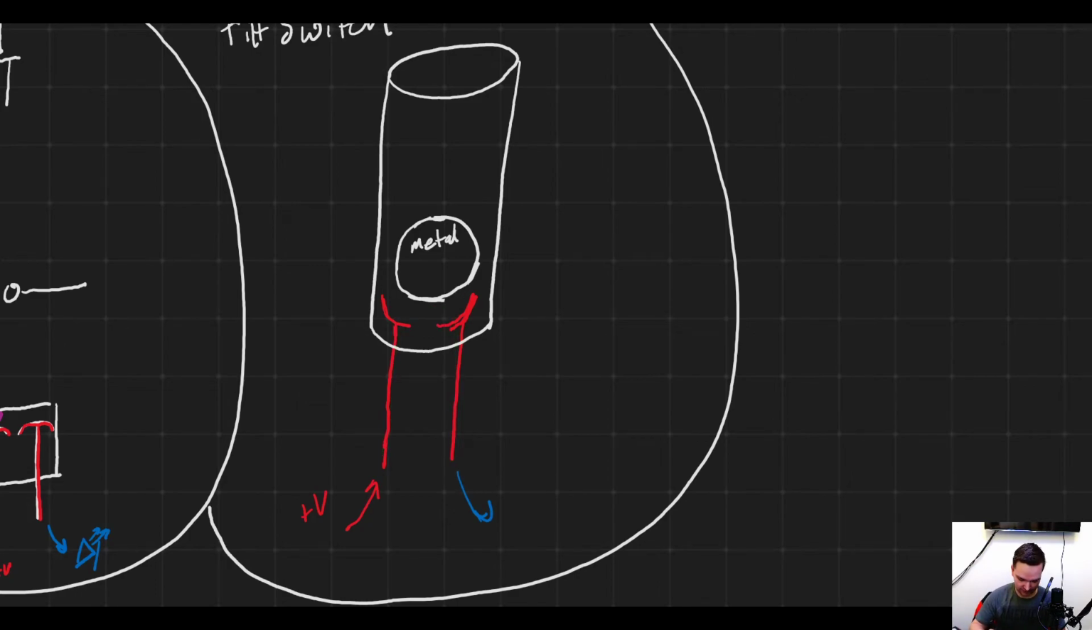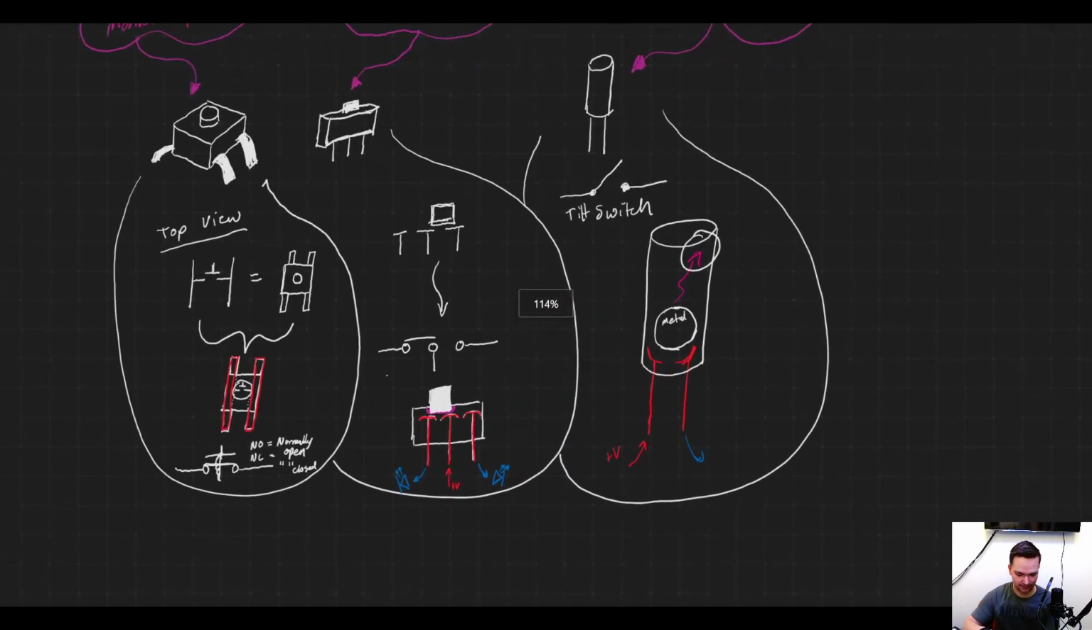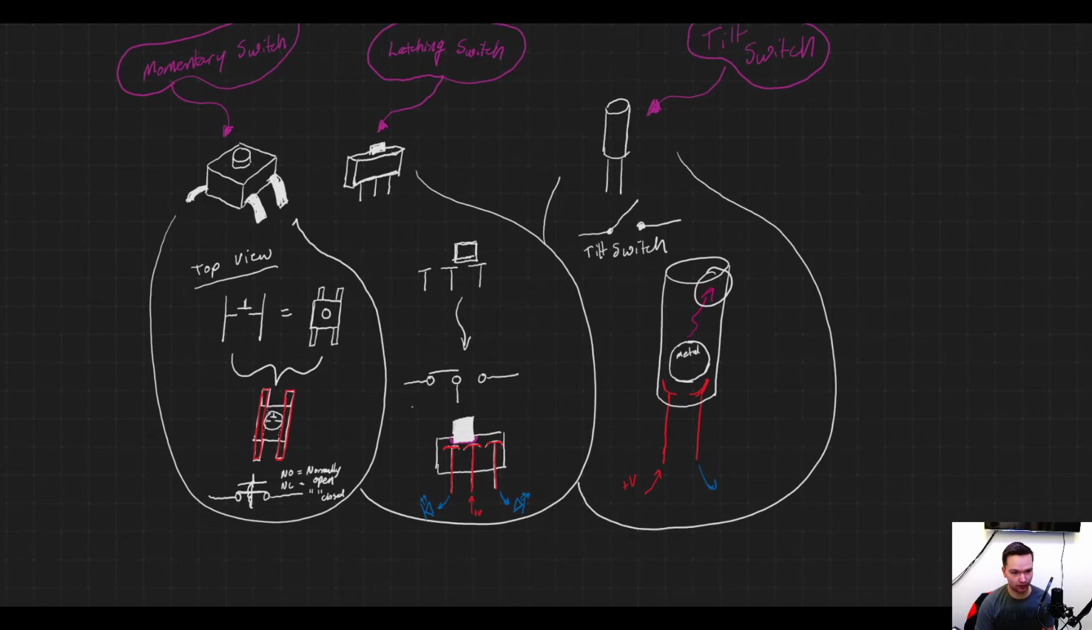If that metal ball is not there and it's, say, up above there for some reason, maybe we've tilted this whole thing and the metal ball has rolled up to here and it's just sitting up in the top because we've tilted it sideways, then there is no physical connection here between these two pieces. And so that means that we can't have current flowing, so that's an open circuit, and that's how that tilt switch works. All right, so that's been the first video on switches.